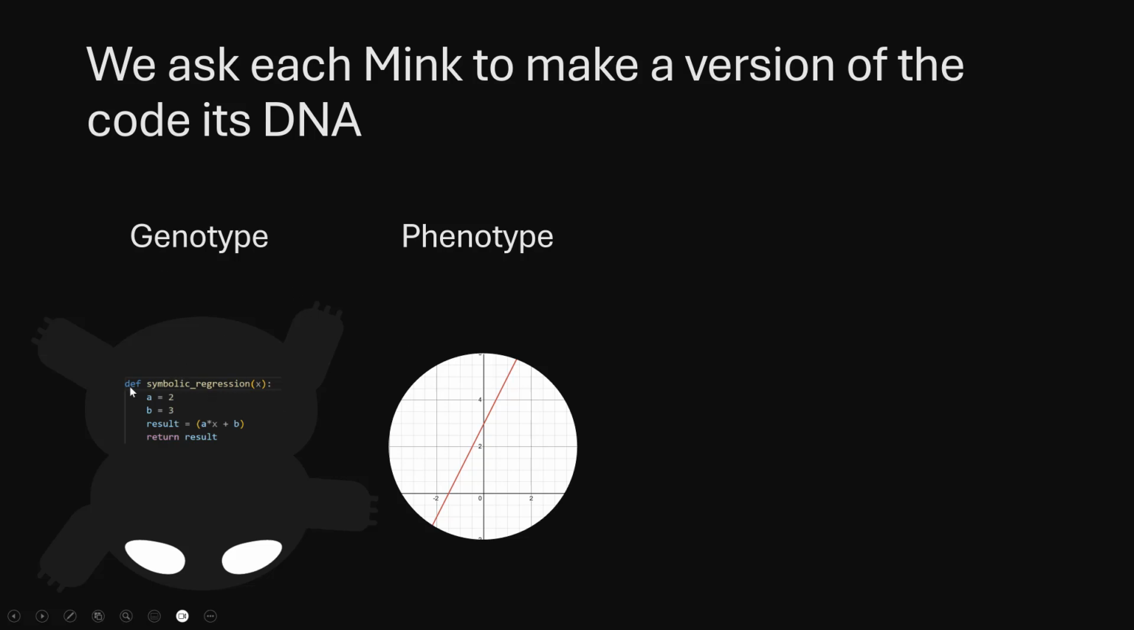The genotype is now a representation written in Python in the form of a string, but here I'm presenting it as a functional snippet in the Python language. And the phenotype is going to be compared against the target fitness phenotype that we saw from the distribution of points using a measure of distance, in this case MSE.